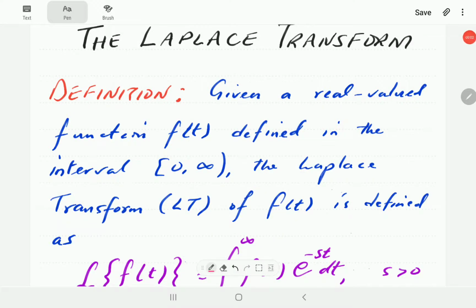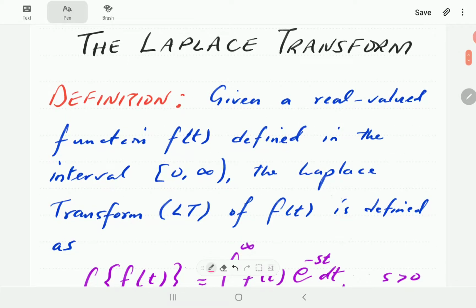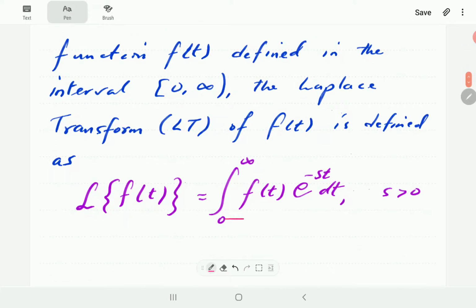Okay, in this video we're going to introduce Laplace transforms, or the Laplace transform. If we have a real valued function f of t defined in the interval between 0 and infinity, then the Laplace transform, which we're going to abbreviate LT, is defined by this integral here, where the parameter s is a real parameter that is greater than 0.